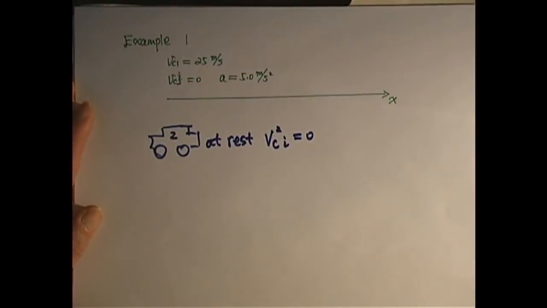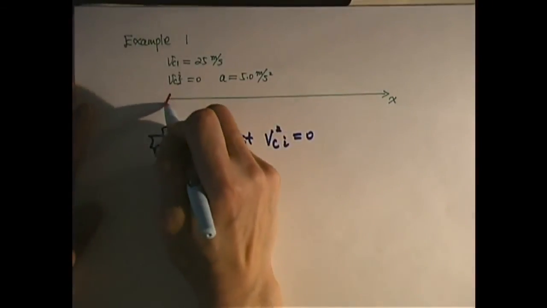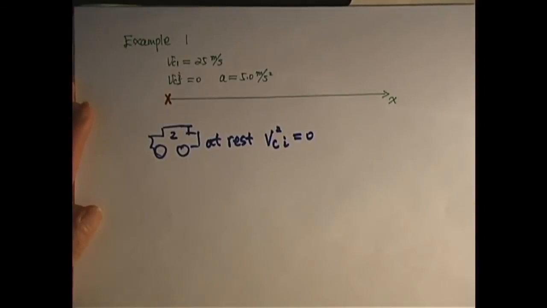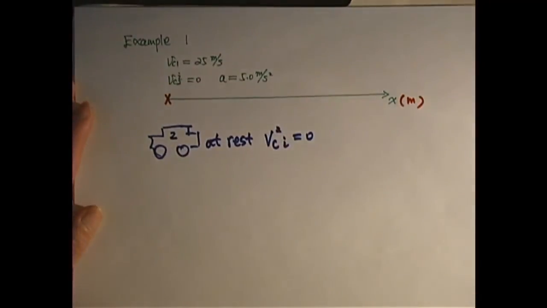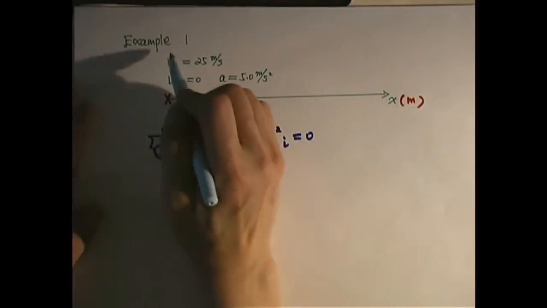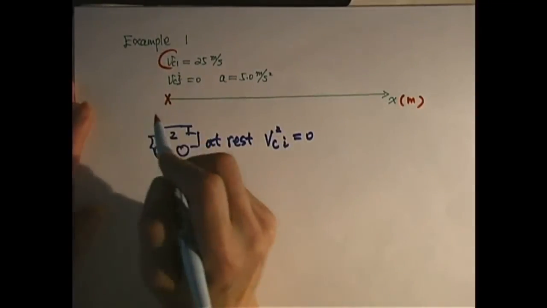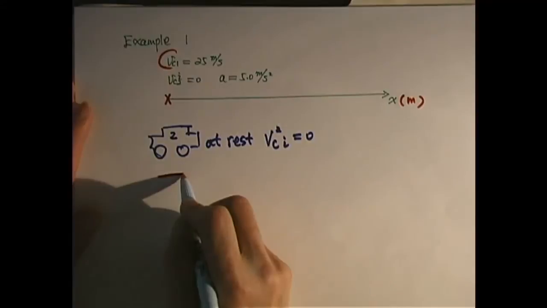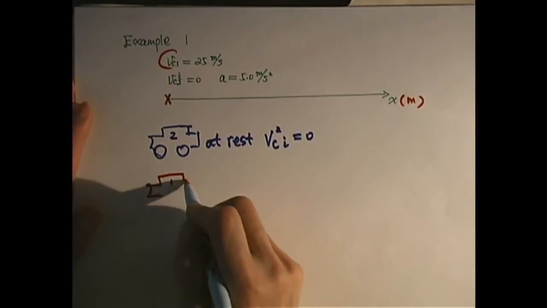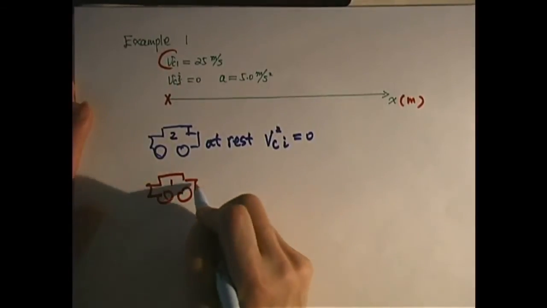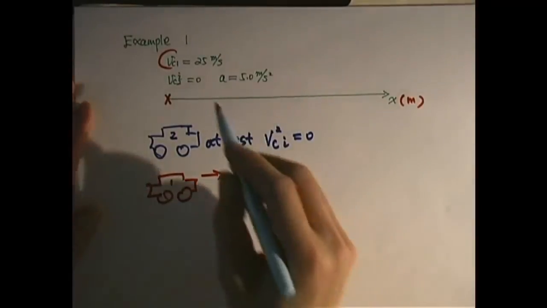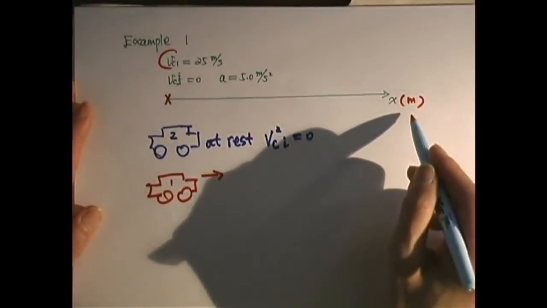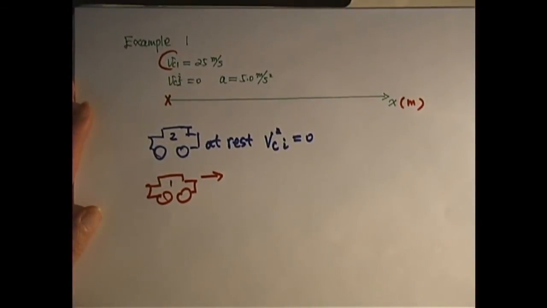Initial is at rest. Then what happened is, let's assume this is the origin of the x-axis and the positive is to the right, it's in meter. And then there's a car called car 1, for example. Then let's draw a car. That's car 1. Car 1 simply drives this way with a constant velocity. Velocity means, well, to the right, positive, at 25 meters per second.